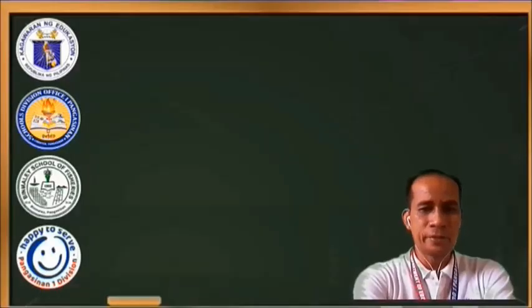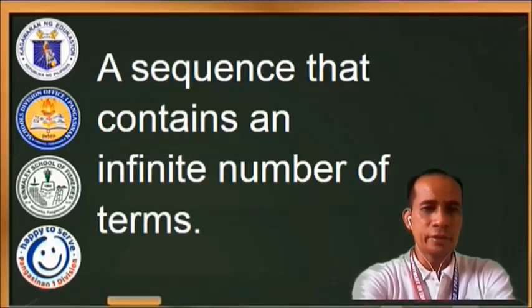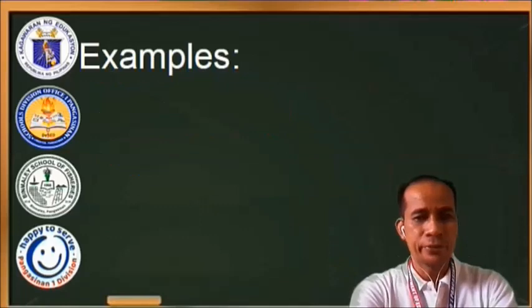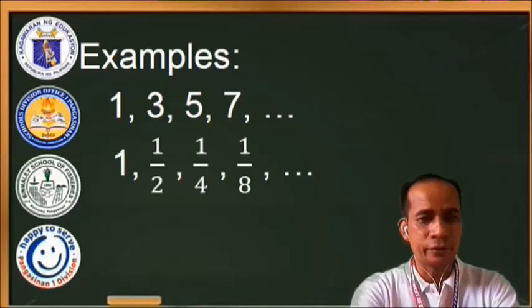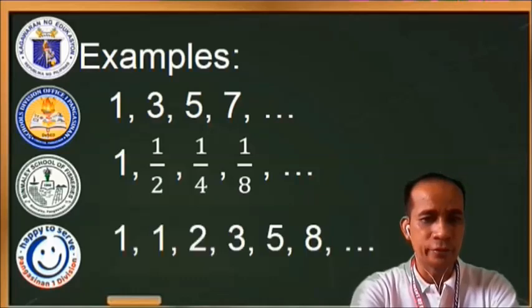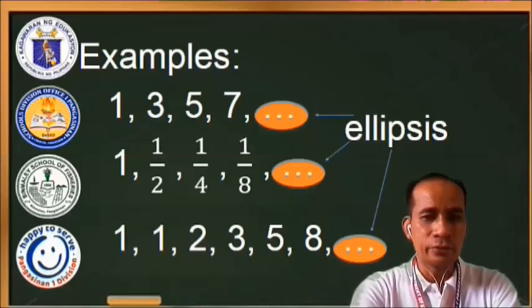Another type of sequence is the infinite sequence, a sequence that contains an infinite number of terms. Examples of infinite sequences: 1, 3, 5, 7, and so on; 1, 1 over 2, 1 over 4, 1 over 8, and so on; 1, 1, 2, 3, 5, 8, and so on. As you observe, the three dots are called ellipses. They mean that the sequence contains an infinite number of terms.